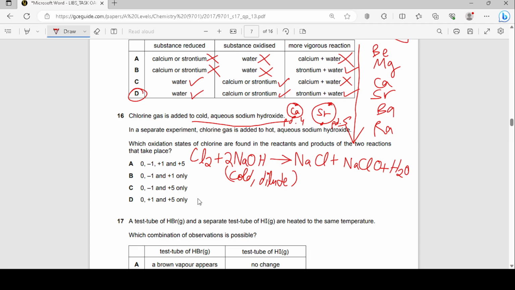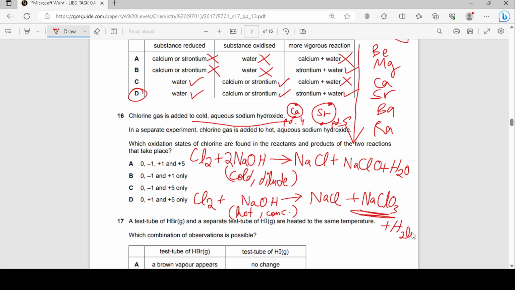And the second one with the hot aqueous sodium hydroxide. Actually, in the book you would have hot concentrated sodium hydroxide written. And then you're going to get NaCl plus NaClO3 formed. So it's more vigorous, so you get this compound and H2O. You have to balance it. This is 5 NaCl. You have 3 Cl2, 6 NaOH.